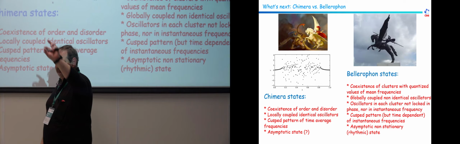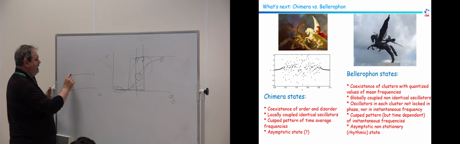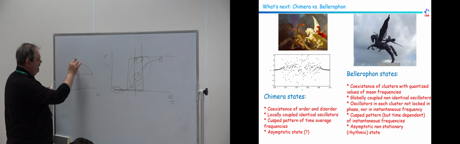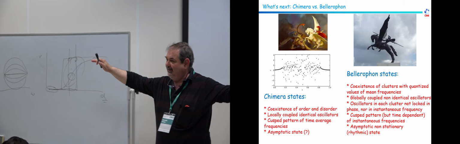function of time. So suppose that I have now some oscillators here in a given range of natural frequencies. At a given time, they will have this shape of instantaneous frequency. Then they will have this shape, then this shape, and so on. So that when you make a long-time average, it's constant over your cluster.